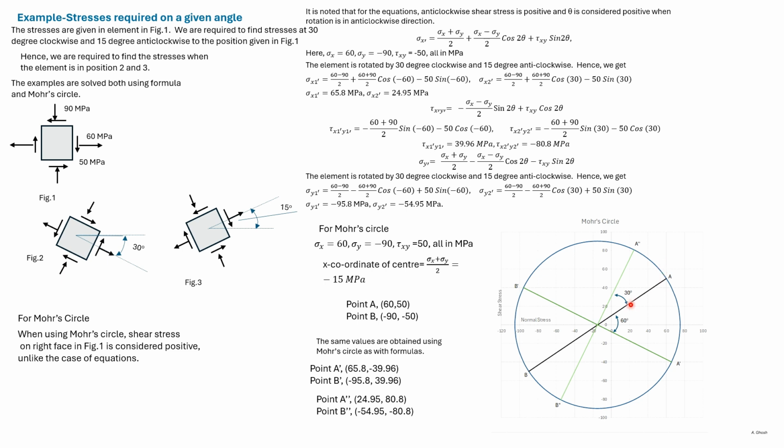Rotating 30 degrees in the anti-clockwise direction, we arrive at A double dash with the coordinates 24.95 and 80.8 as given here, and B double dash as minus 54.95 and minus 80.8 as given here. This again agrees with the values obtained using formulation.